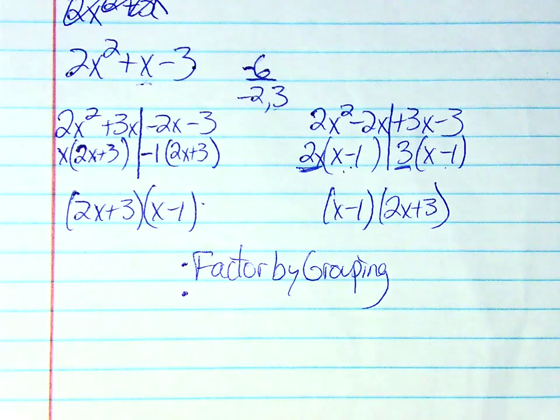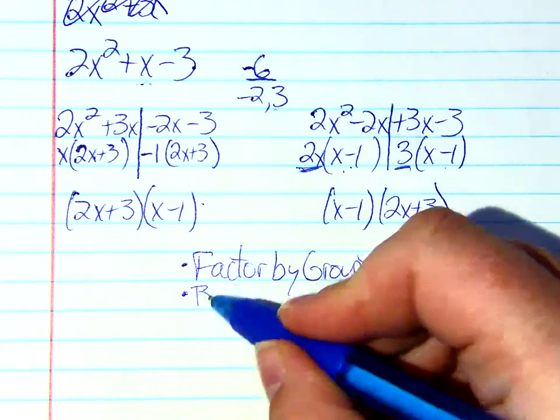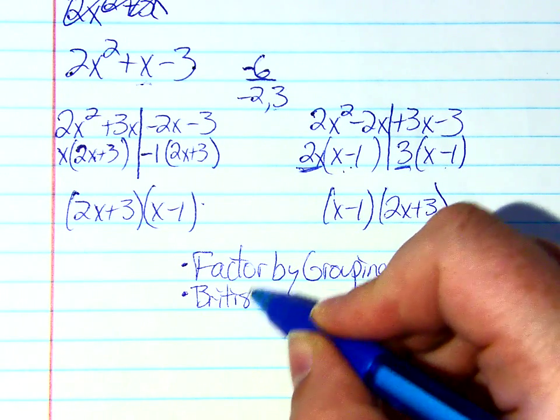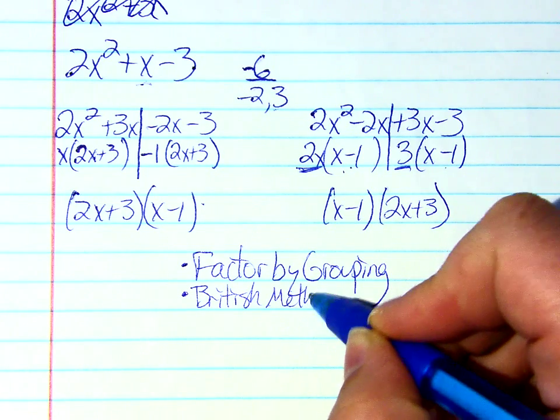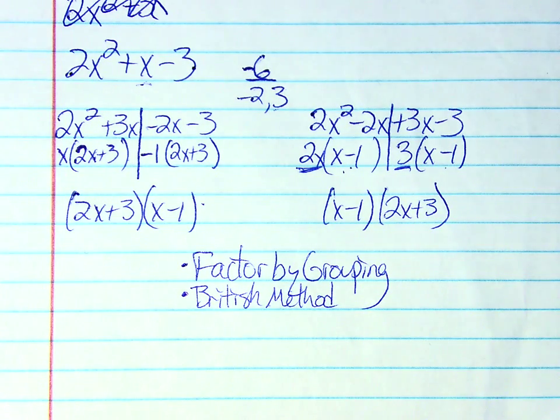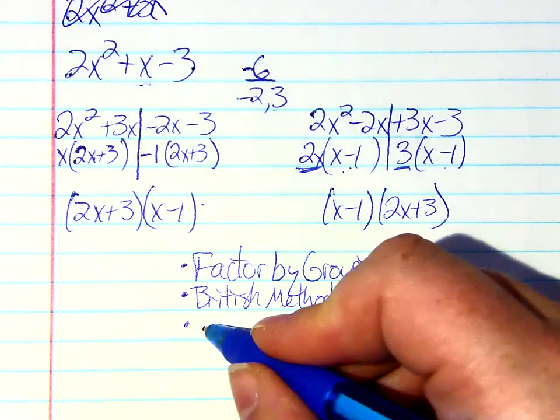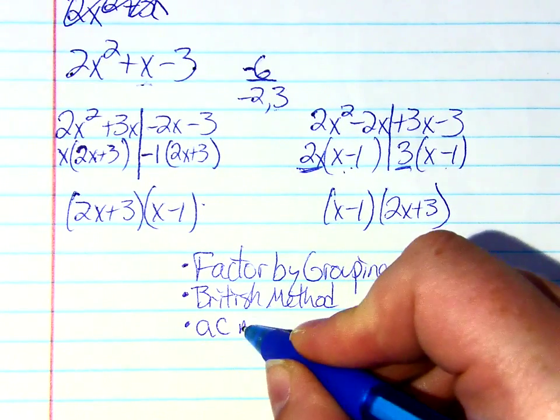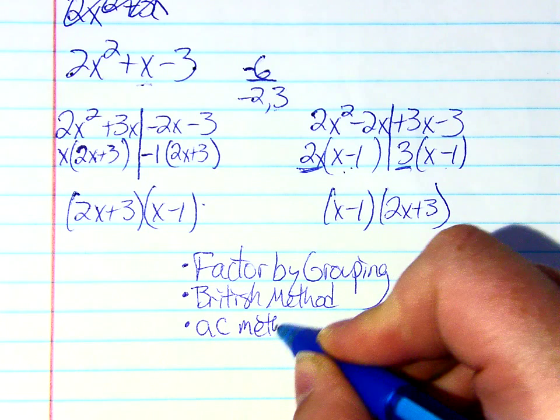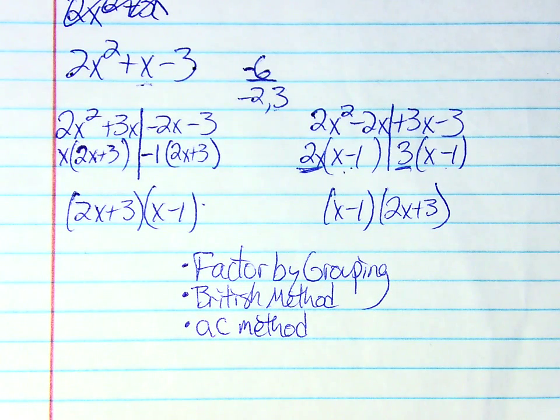I've also heard this called British method, I think, which, I don't know, so if you're looking online and something says British method, same idea, I guess. There is another, sometimes people just call this the AC method because you're multiplying A and C together. I just want you to be familiar, so if you hear other people saying these things, we're all talking about the same thing.